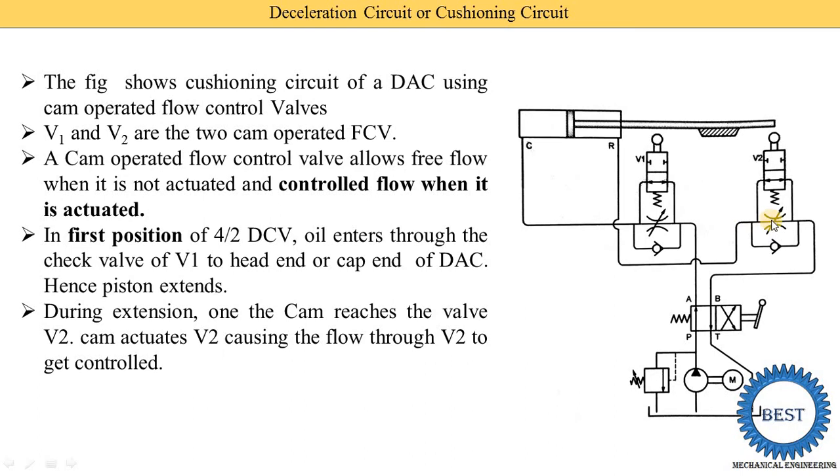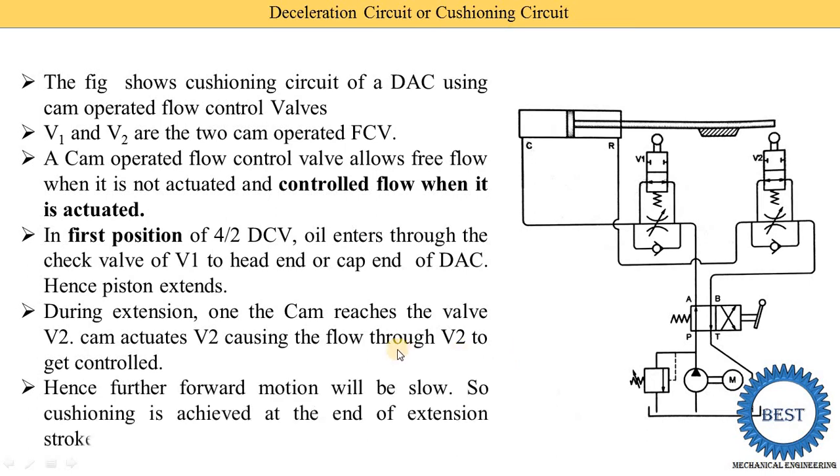We are able to control the flow rate, and we reduce the flow of the oil. When the flow of the oil is stopped in these lines, higher pressure is created here, and the extension stroke is smoothly, slowly completed. Some quantity of oil goes to the B port and the T port. Hence the further forward motion will be slow, so cushioning is achieved at the end of the extension stroke.